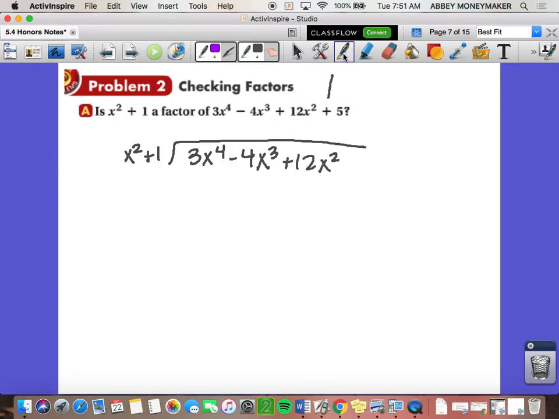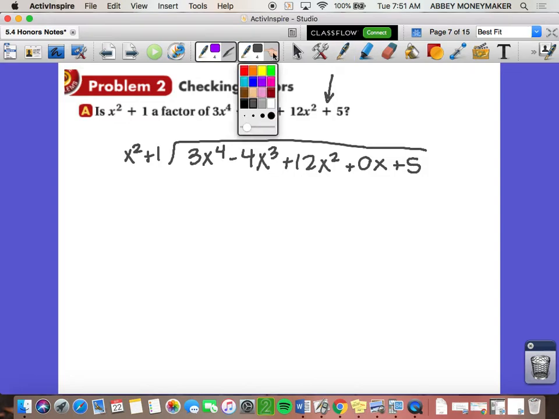Now, guys, right here, stop. You notice that there is no linear term. So what we need to do, if we are ever missing a term in our standard form, we have to put in a 0 for it to act as a placeholder. Okay? That's really, really important here.